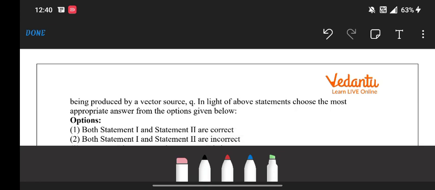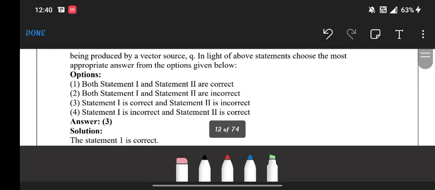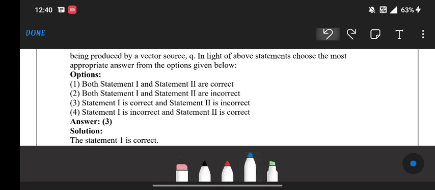Therefore, if we come to the options: both statement 1 and statement 2 are correct; both statement 1 and statement 2 are incorrect; statement 1 is correct but statement 2 is incorrect. This last one is the correct option for question number 26.